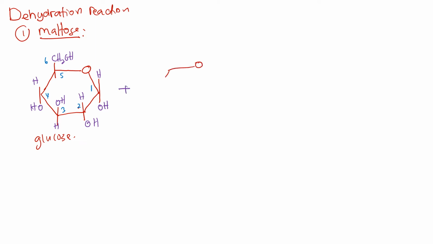Okay, so this is the first glucose, and then you add another glucose molecule. For each corner you add a straight line, CH2OH, hydroxyl, hydroxyl, hydroxyl, and the rest is hydrogen atoms. Now you label the carbon atoms, carbon number 1, 2, 3, 4, 5, and 6. In the process of a dehydration reaction, a water molecule is removed.